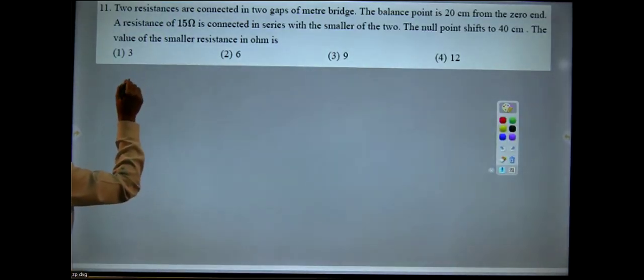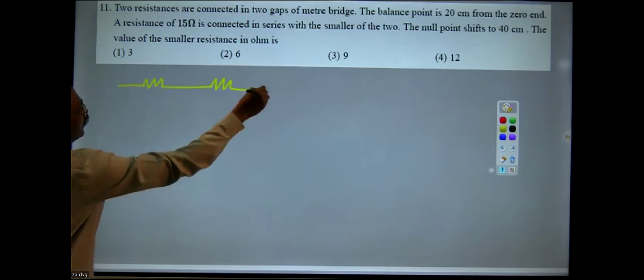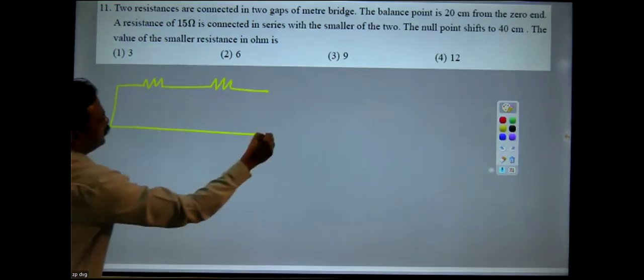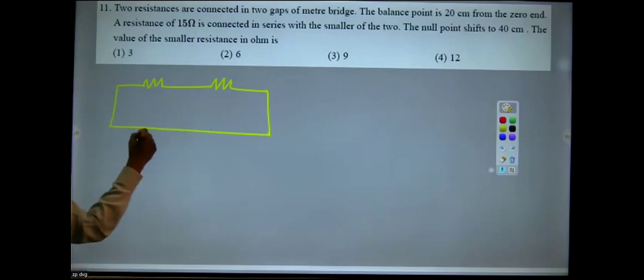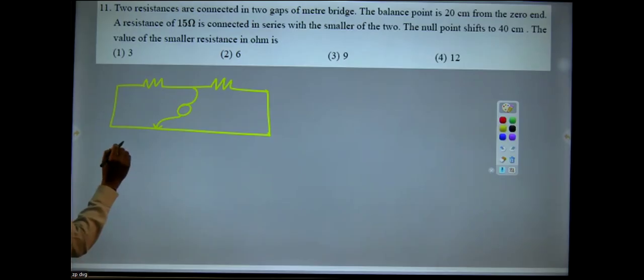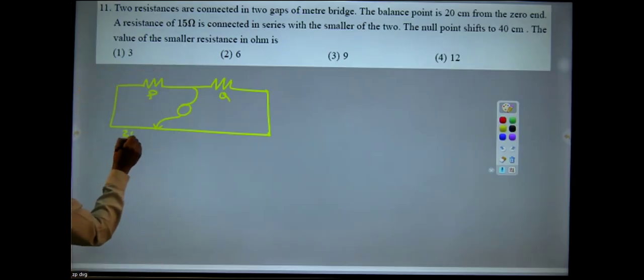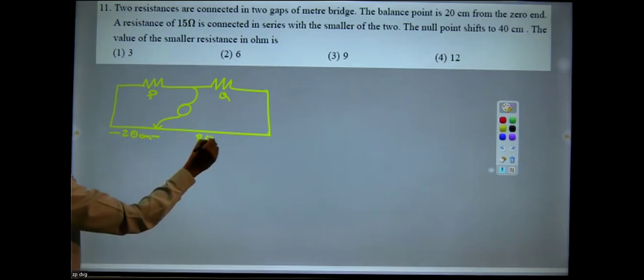See, let me redraw the diagram. We have left gap, we have right gap, and this is the meter bridge. This is the 1 meter wire. So here is our galvanometer, and somewhere here is the balancing point. Let me take this as P. This is Q. So what is the balancing point? Initially the balancing point is 20 centimeter. If this is 20 centimeter, what will be the remaining? It will be 80 centimeter.